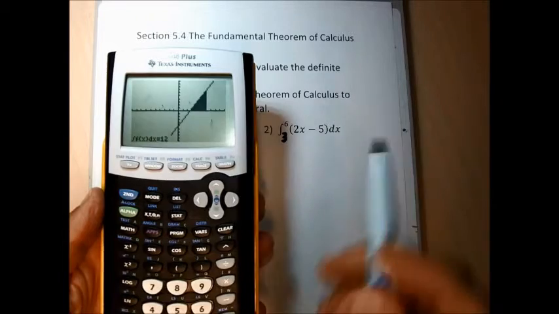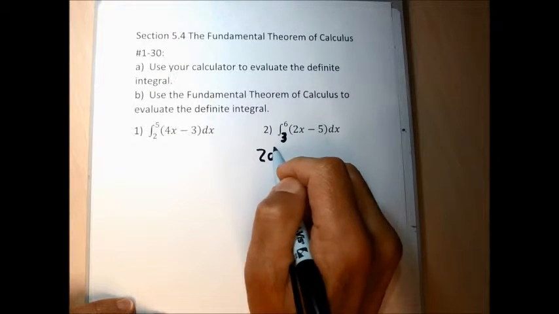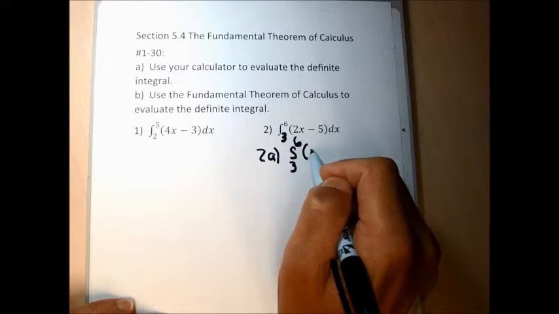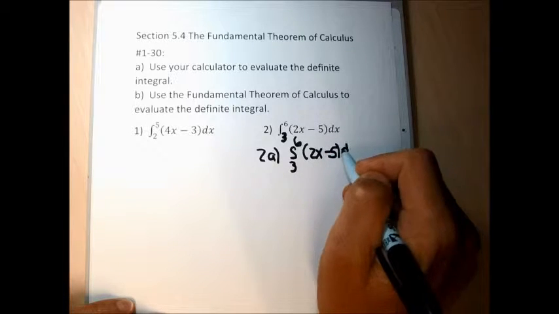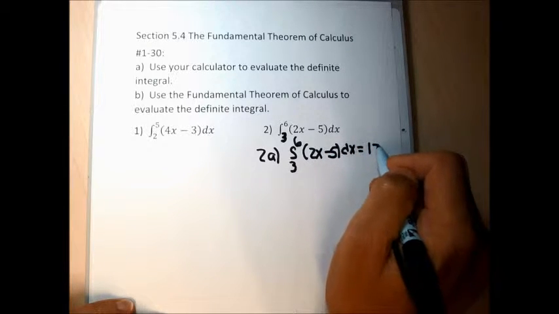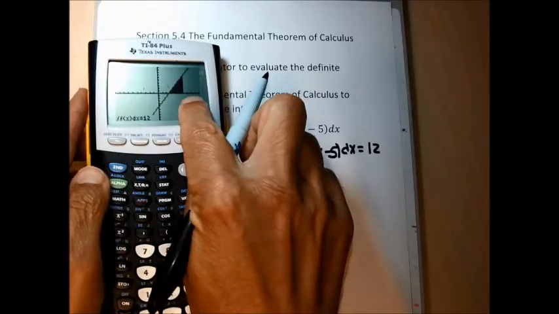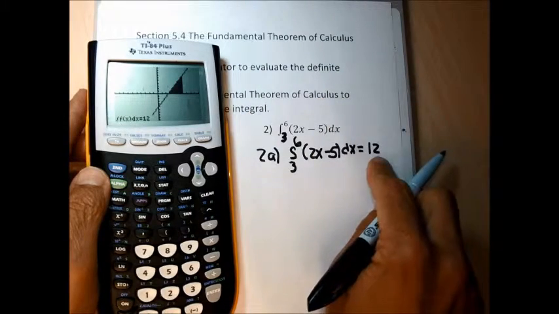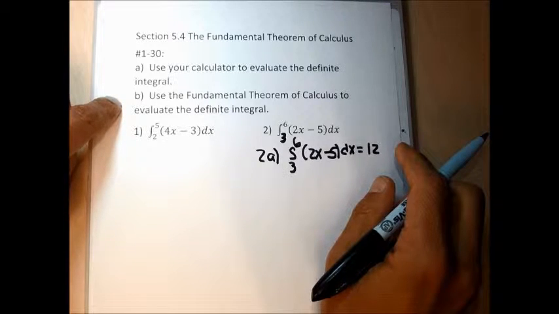So the answer to part A of number 2 is the integral from 3 to 6, or the antiderivative, of the function 2x minus 5 dx equals 12. So the area between x equal to 3 and x equal to 6, between the graph and the x-axis, is equal to 12. Now I need to do that in part B using the fundamental theorem of calculus.